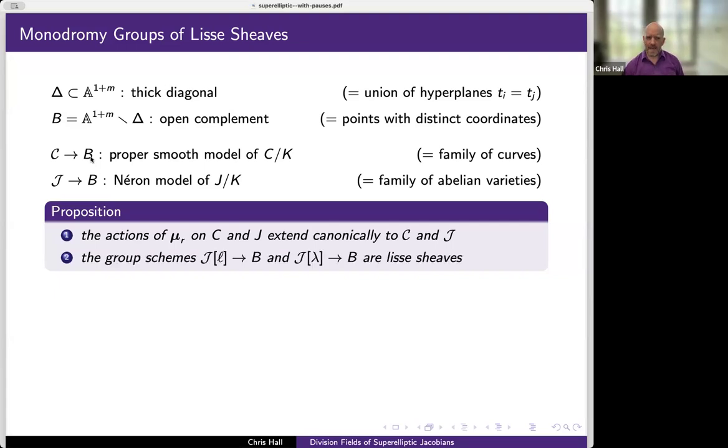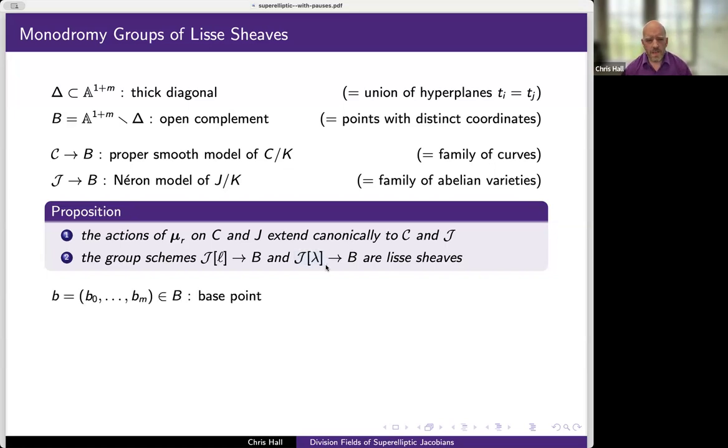And if I look at J over B, this is a group scheme. I can talk about subgroup schemes such as the L torsion and the lambda torsion in the same way that we did generically. We're just doing it over a base now. And while a priori these are finite group schemes over B, in fact you can regard them as lisse sheaves, I claim. Okay? So I'm just going to say regard them as lisse sheaves, and say, okay, now this is really the sheaf manifestation of the problem from before.